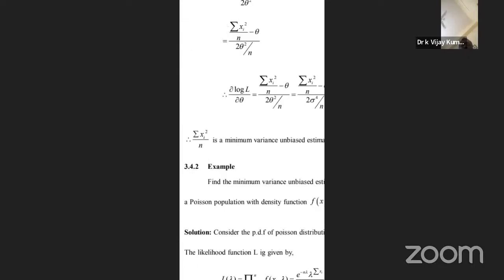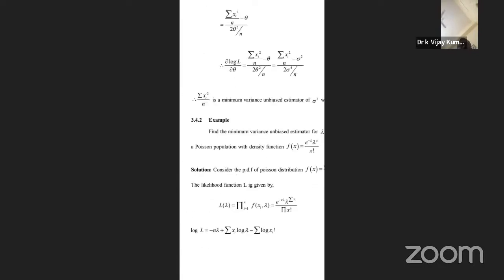This is the simplification of summation of xi square by n minus sigma square, that is 2 sigma power 4 by n. Since we take theta as sigma square, I wrote the value that way. So summation of xi square by n is an unbiased estimate of sigma square with the minimum variance 2 sigma power 4 by n. Are you clear? All of you understood?